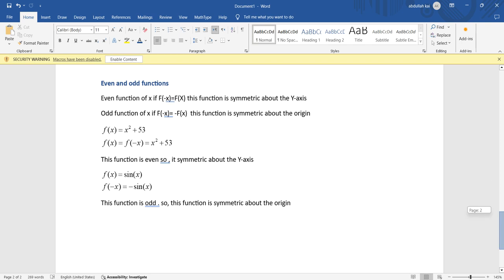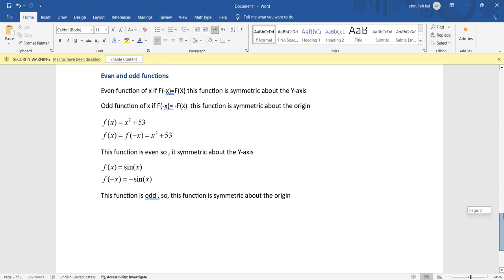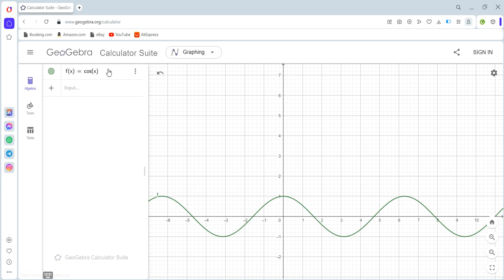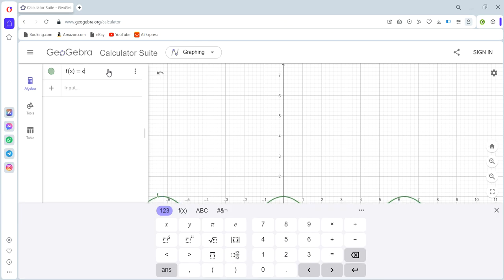To make sure this is correct, let's go to GeoGebra. Let's type sine of x. Enter. And another function, g of x, equals minus sine of x.